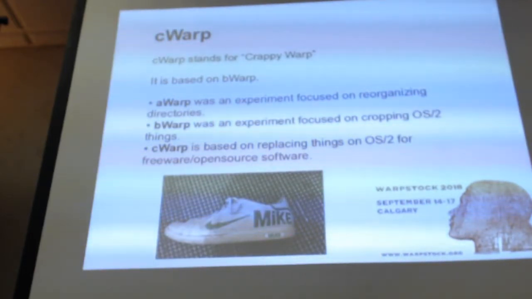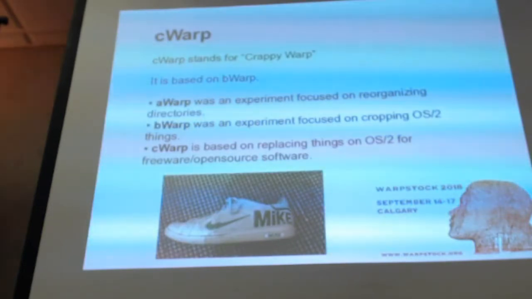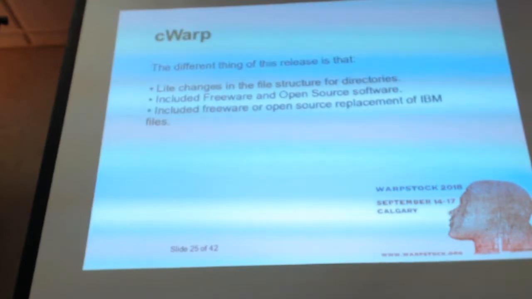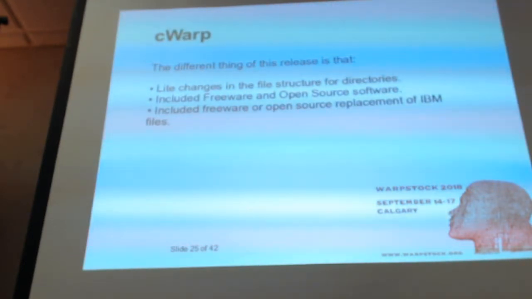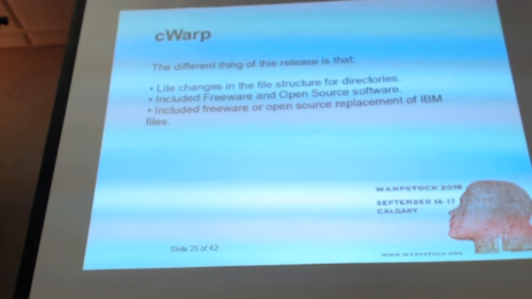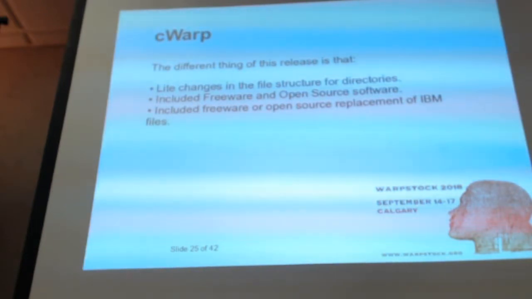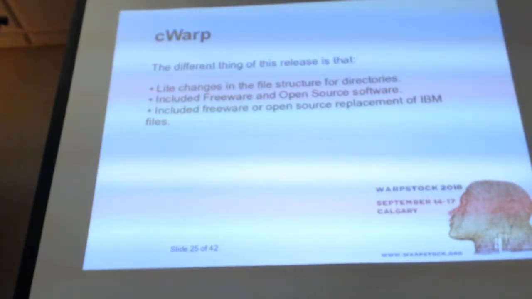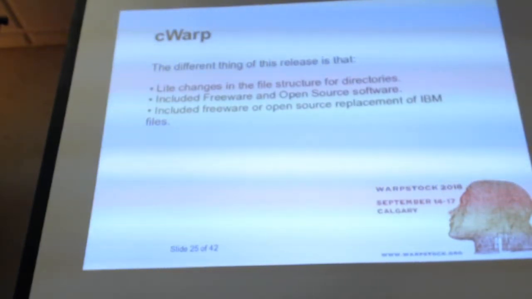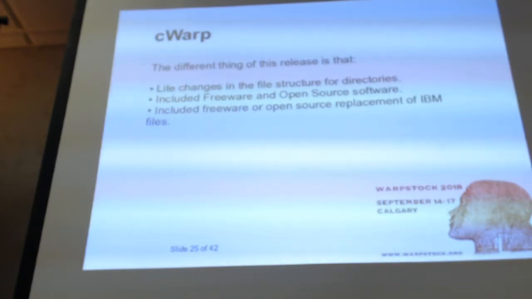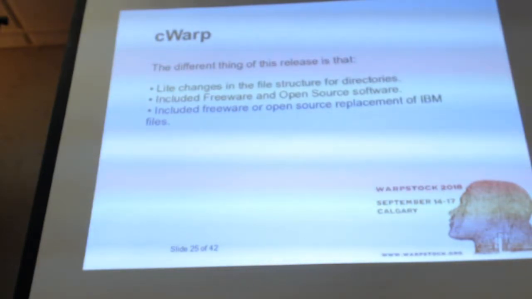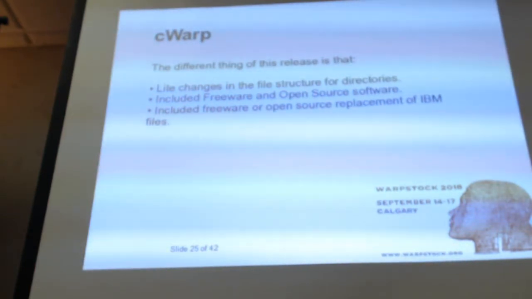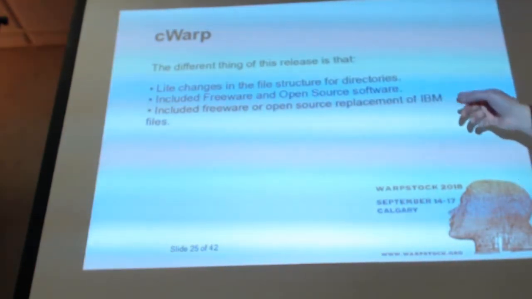So C-Warp will be an experiment of really changing the components of OS2. Okay. For this experiment, there were some goals. I made some light changes on the file structure for directories, very light changes. I tried to include freeware and open source software, everything I can find on the internet that can replace components of OS2. And I included freeware or open source replacements of IBM files.